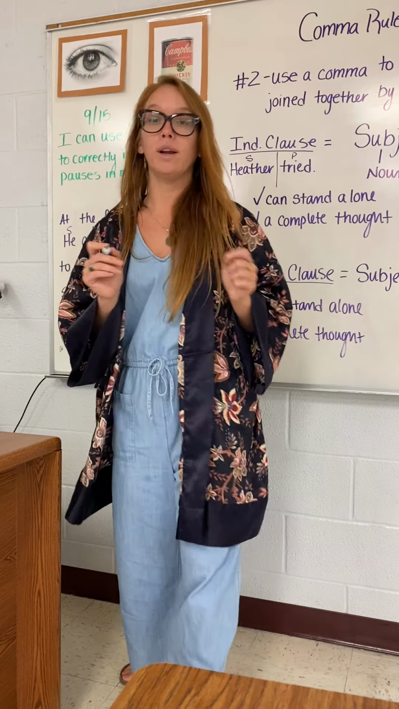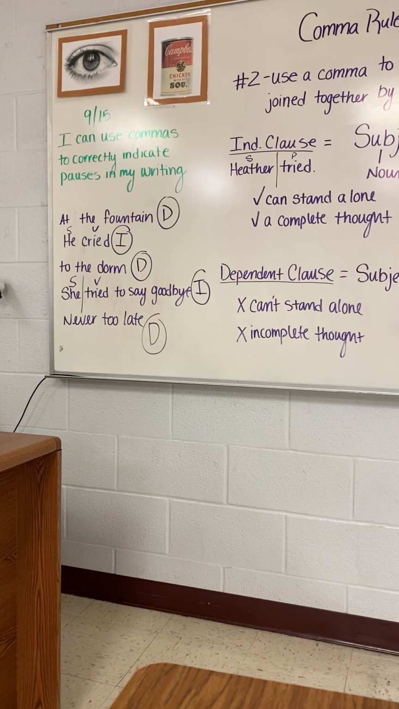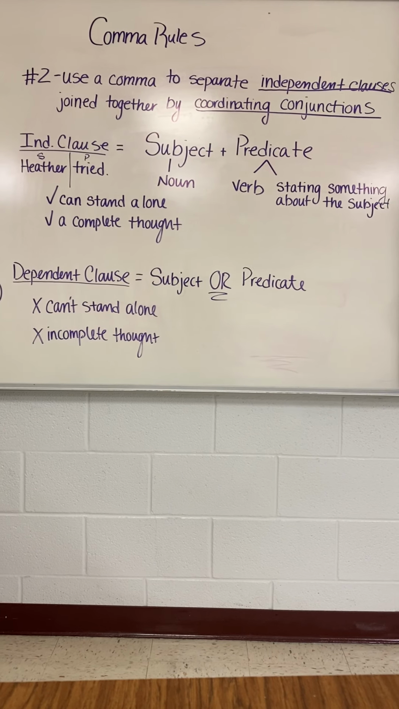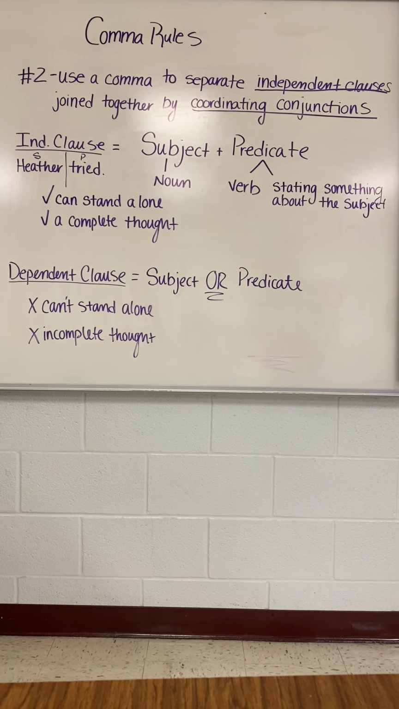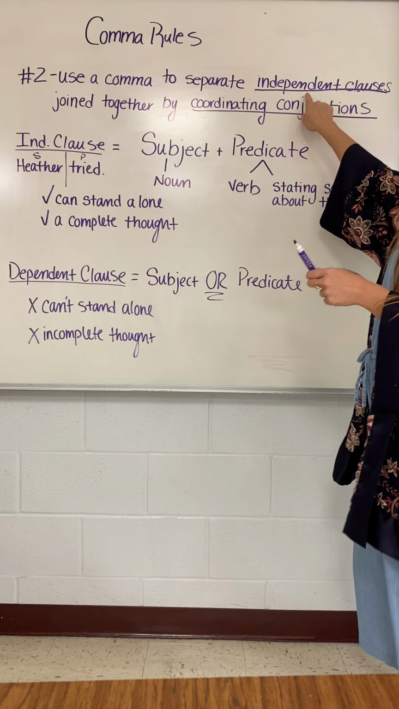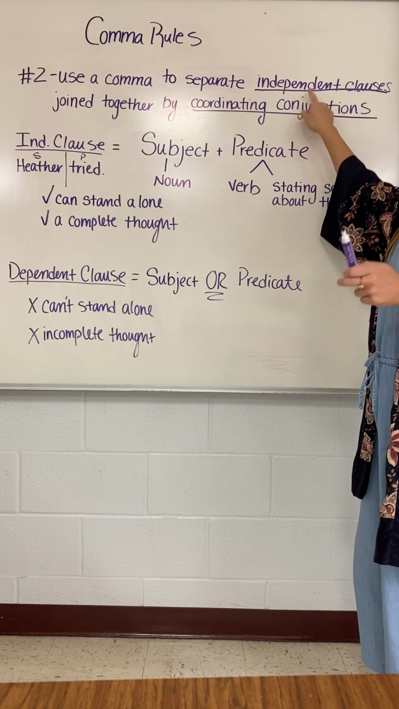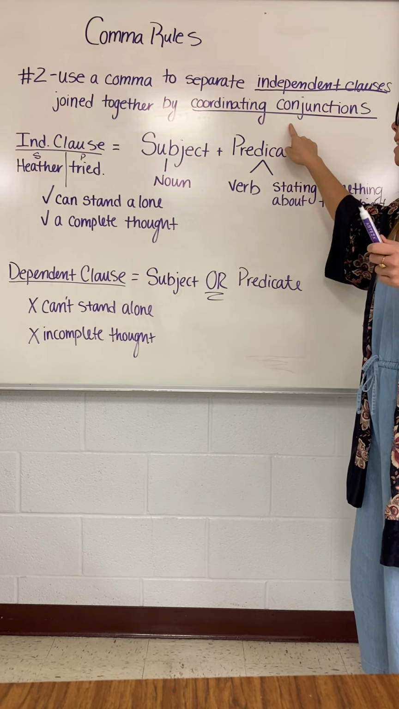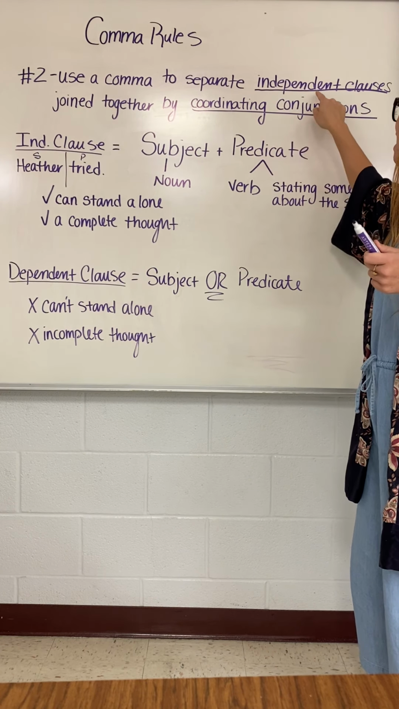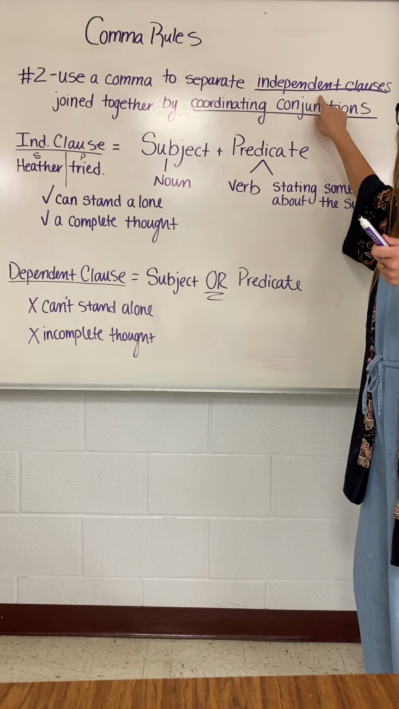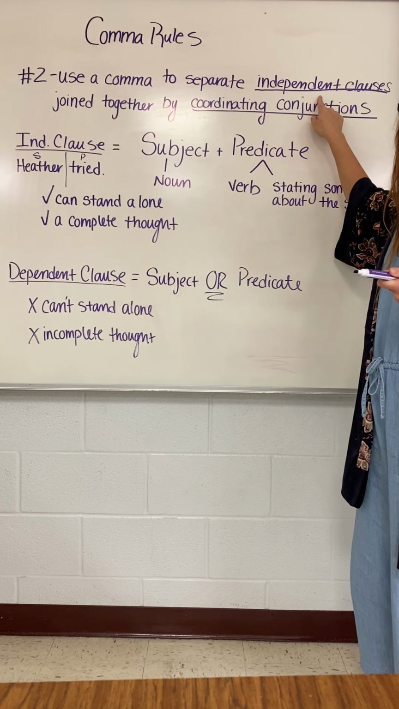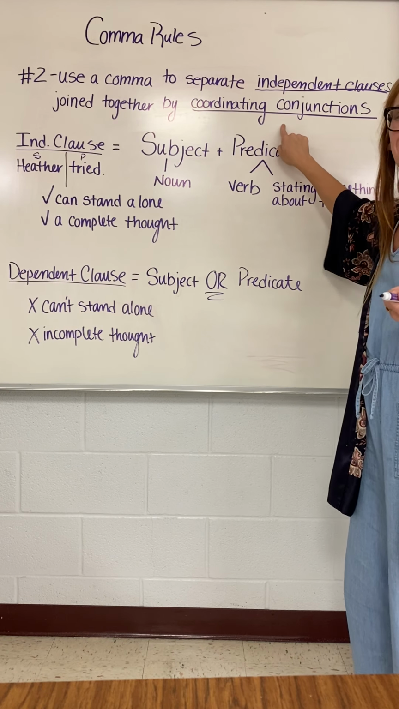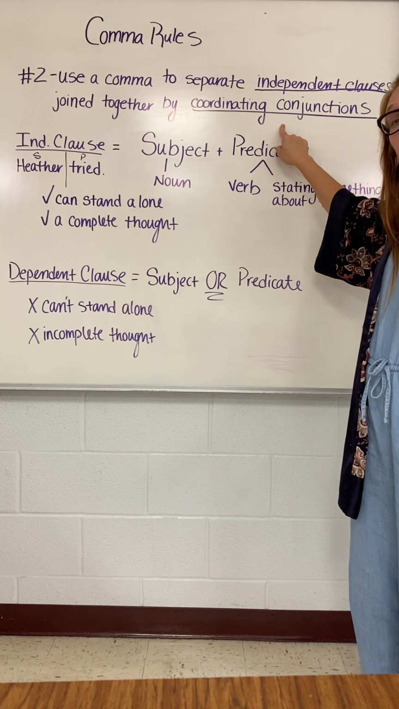So, just a quick recap. The first part of this comma rule, you have to be able to tell me the difference in an independent and a dependent clause, because with this comma rule, you're going to be bringing together independent clauses by coordinating conjunctions. Therefore, if they're not independent clauses, you're probably not going to need the comma. So we're going to move on to the next step in the video, which is, well, what is a coordinating conjunction and what does a comma use of that look like?